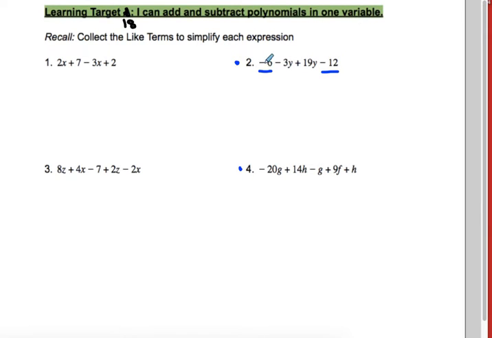This is like you owe me $6, and you owe me 12 more bucks. Well, altogether you owe me 18 bucks. Maybe I'll do it in a different color here. And then here, these guys both have y's, right? So here we're talking about like yaks. Like you owe me 3 yaks, and now you look in your backyard, you got 19 yaks. Okay, so if you paid me those 3 yaks, you would still have about 16 yaks left over.